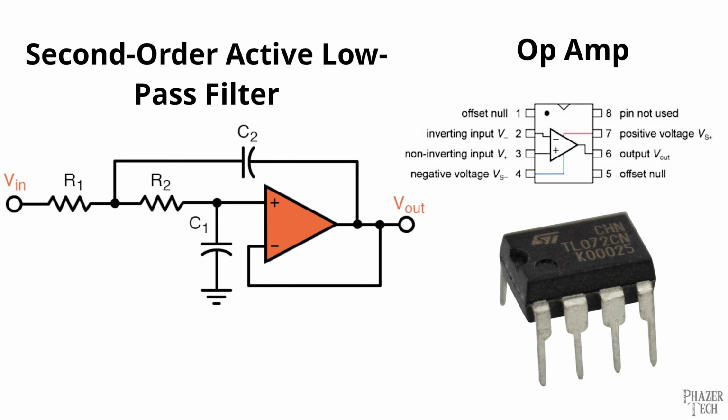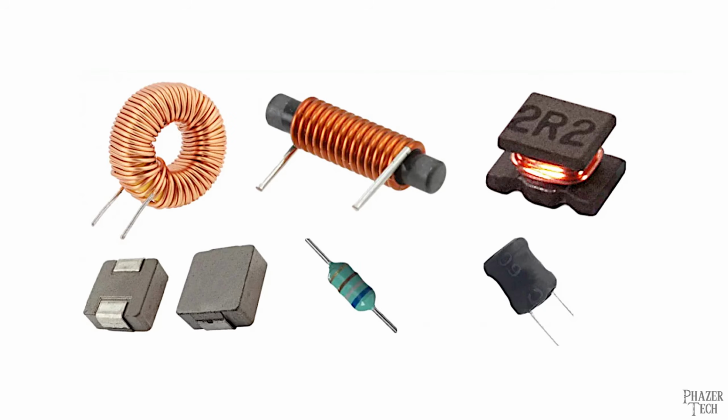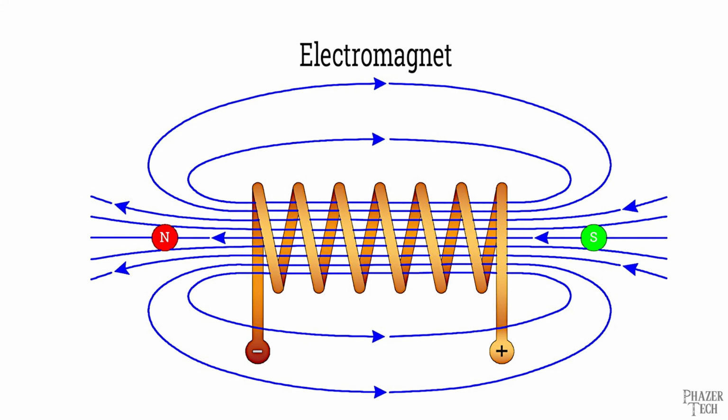Alright, so now let's move on to inductors, which are another passive component that you might have heard of before. They're commonly referred to as coils, since that's exactly what they are. They're simply just a coil of copper and are sometimes wrapped around an iron core. Unlike capacitors, which store their energy in an electric field, inductors instead store their energy in a magnetic field.